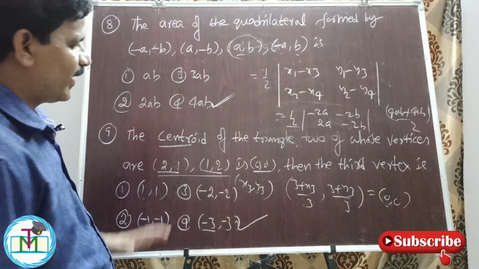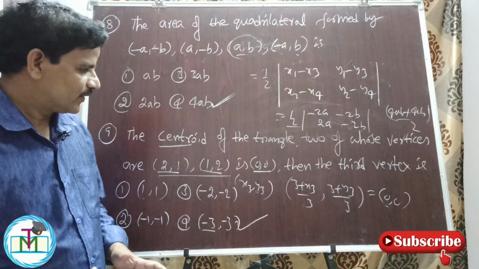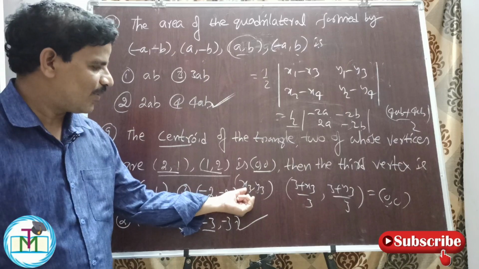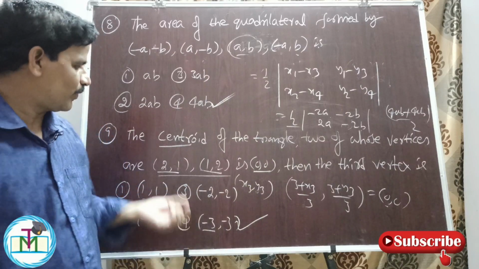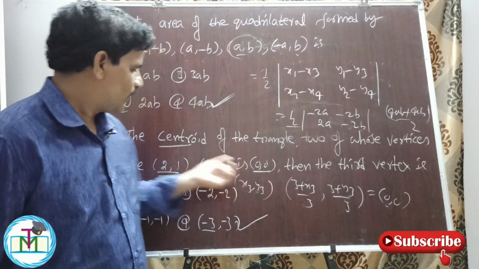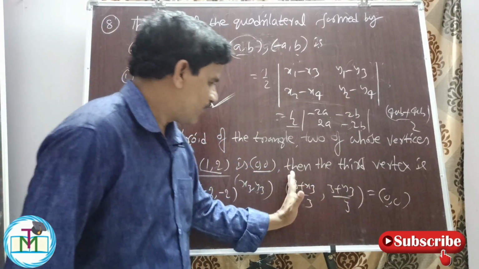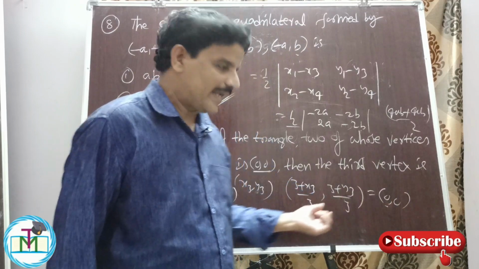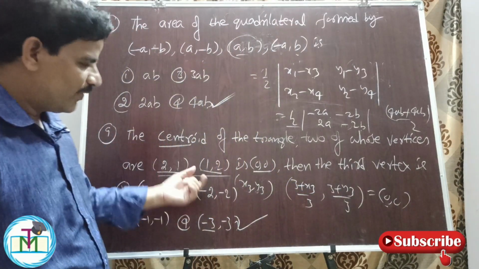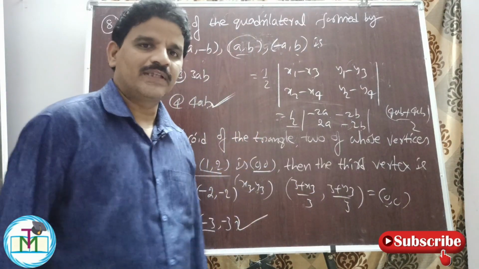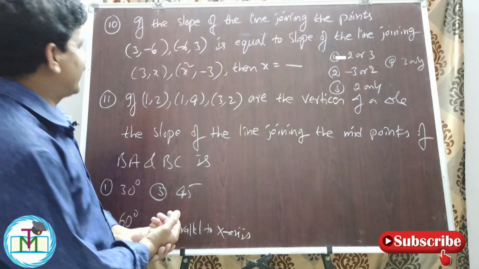So whenever two vertices are given, the third vertex should be taken as x3 comma y3. Then apply the centroid formula, (x1 plus x2 plus x3) by 3, (y1 plus y2 plus y3) by 3, equal to the given centroid. Equate x coordinates and check the x3 value here. If it is repeated, we can go for the y3 value also.